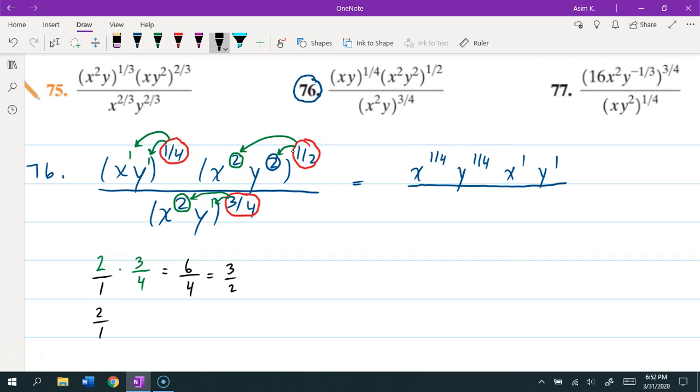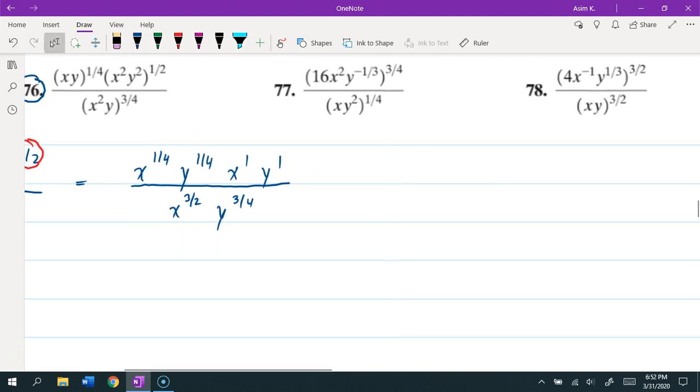Or if you wanted to say 2 over 1 times 3 over 4, and then cross cancel 1 and 2, you would still get 3 over 2. Now, having said that, back to the problem here, it's going to become x to the power 3 over 2 like this. And then this is quite easy. There's a 1 on the y, so 1 multiplied by 3/4 is simply 3/4. So here's what we're looking at so far. Now what do we do?